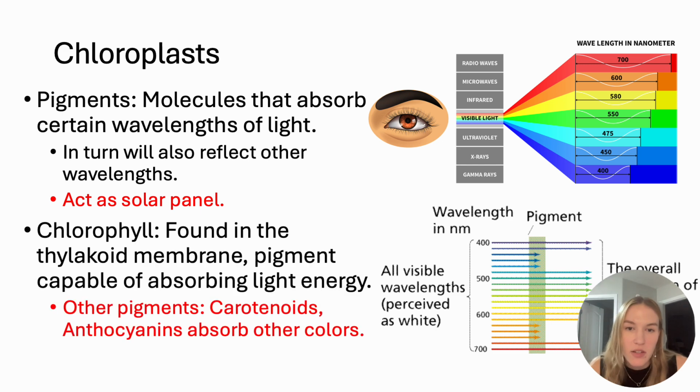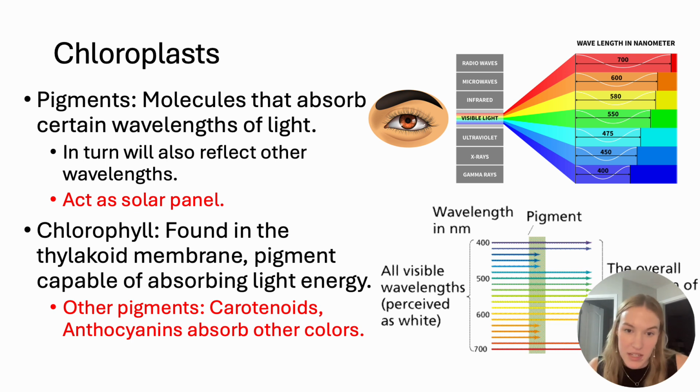Okay, now let's talk about these pigments. These pigments are going to be something that absorb certain wavelengths of light. So there's lots of pigments. You don't need to know all of the pigments because there's way too many for you to ever know. But I do need you to know chlorophyll. So I want you to think of chlorophyll as basically a solar panel. It is going to be the thing that is able to absorb the light and then pass the energy around to other chlorophyll molecules. Chlorophyll is going to be found in the thylakoid membrane at the photosystems.